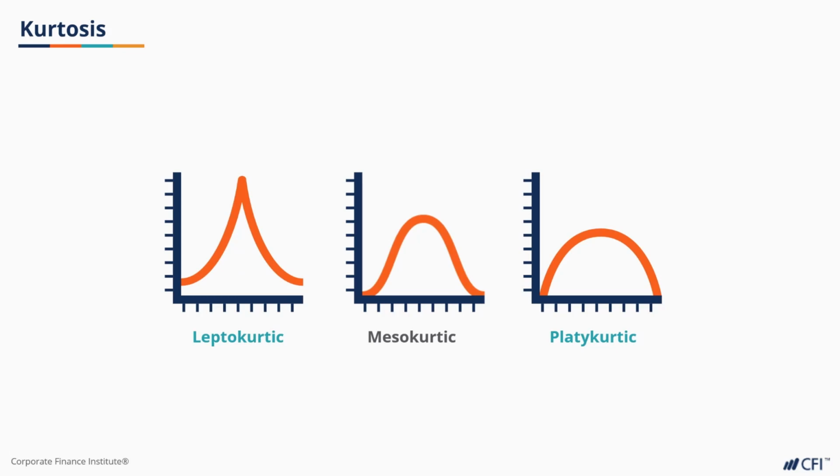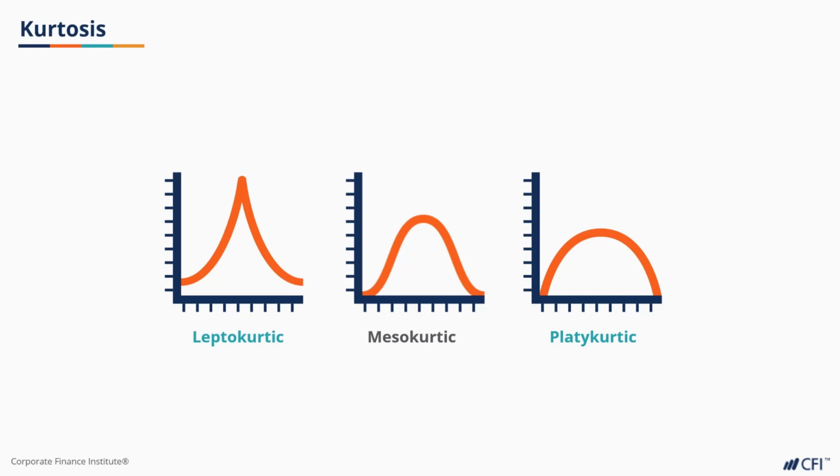Kurtosis is another description, which focuses on the weight in the tails and around the mean. More or less normal distributions are mesokurtic. In platykurtic, the weight of the distribution is spread around the mean, with very little distribution in the tails. And leptokurtic distributions are more peaked, with very fat tails, and therefore a larger number of outliers as well.